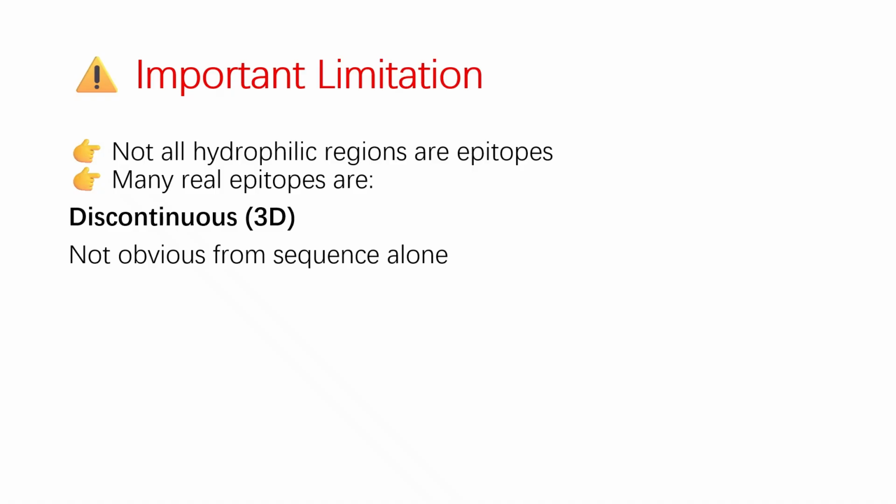An important limitation is that hydrophilicity alone is not enough to accurately predict epitopes. Many real epitopes are discontinuous, meaning they depend on the 3D structure of the protein, not just the sequence. Also, not all hydrophilic regions are true binding sites. So, the Parker scale is useful as a first step, but it should be combined with structural or machine learning methods for better accuracy.